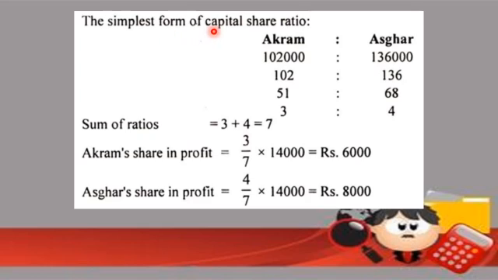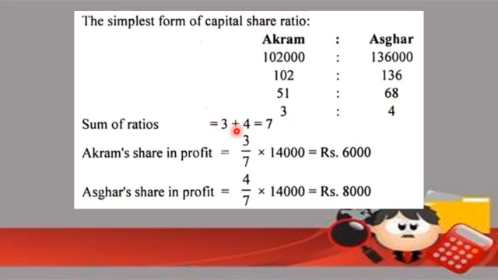The simplest form of the capital shares ratio, Akram's ratio and Asghar's ratio: 1 lakh and 2000 ratio 1 lakh and 36,000. As we are observing that we can divide them easily by 1000 to cancel these three zeros. So I will have 102 ratio 136. And both are even numbers, so I can divide them by the table of 2. 51 ratio 68. And then we can divide them by the table of 17. 17 threes are 51 and 17 fours are 68. So the simplest ratio is 3 ratio 4.